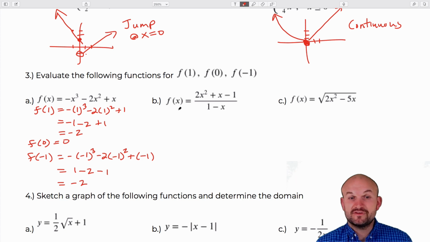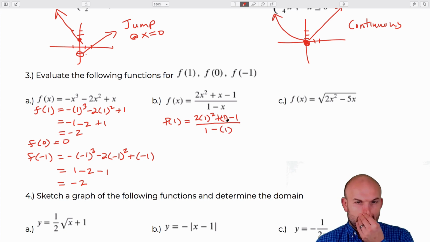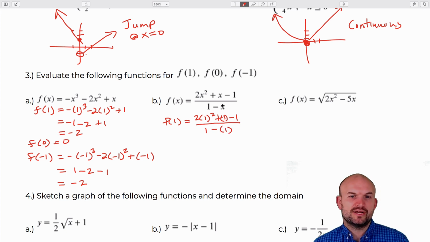All right, for the next one. Now we just have to plug in f of 1. So again, we're just going to do 1 squared plus 1 minus 1. I always like to put parentheses when I'm evaluating, so I can remember what I am doing here. Now in this case, it's important to see that when you plug in 1, you're going to make the denominator equal to 0. So therefore I'm going to write undefined.